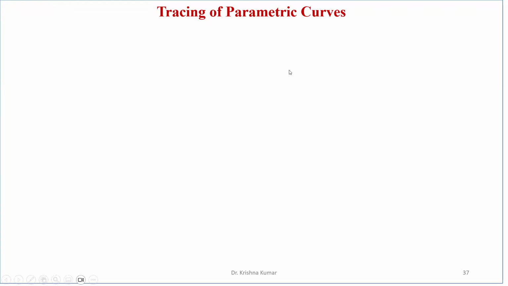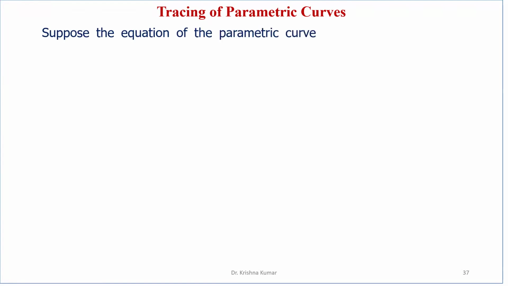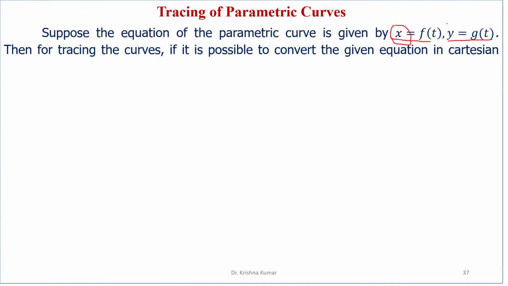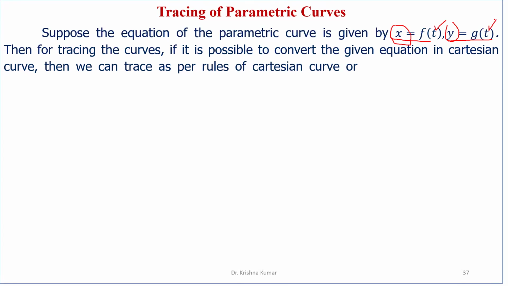In this lecture, we discuss tracing of parametric curves. Suppose the equation of the parametric curve is given by x equal to f of t, y equal to g of t. Parametric equation means what? Here x and y are two dependent variables which depend upon only one variable. So that is called a parametric curve.